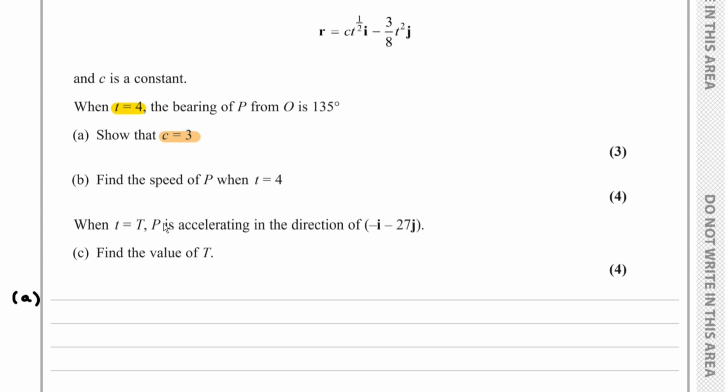For part A, let's substitute in t equals 4 into this equation for r. So we have r equals c multiplied by 4 to the power of 1/2, and this is in the i direction, and then we subtract 3 over 8 multiplied by 4 squared, this is in the j direction, and working this out we end up with 2c i subtract 6j.